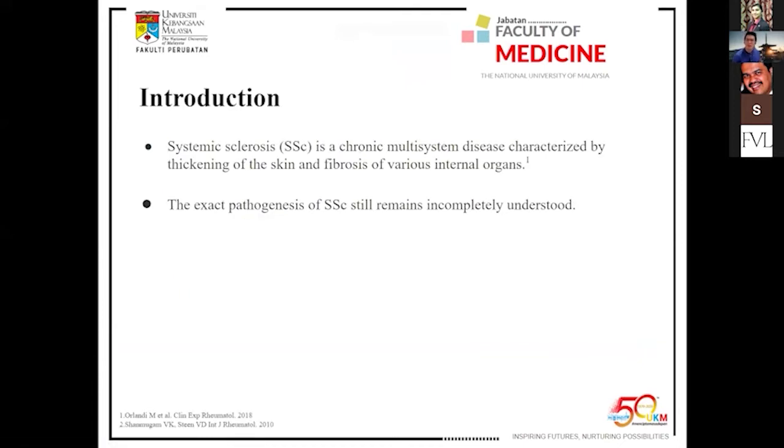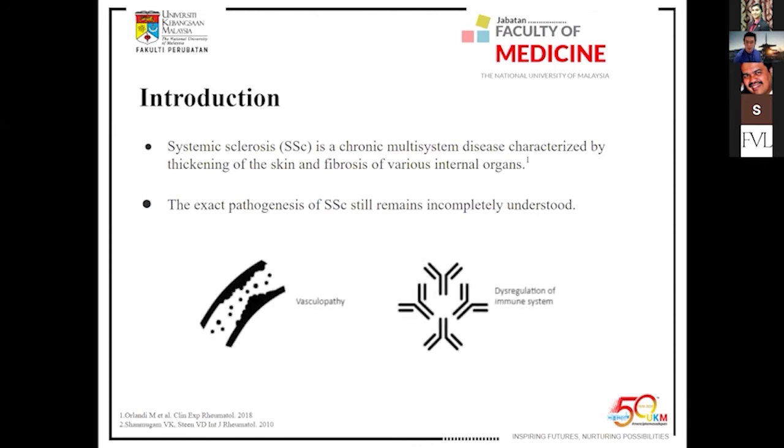So all of us know that systemic sclerosis is a multi-organ disease. It is characterized by thickening of the skin and fibrosis of various internal organs. The exact pathogenesis still remains incompletely understood, but it is postulated to be due to a mixture of vasculopathy and also dysregulation of the immune system.